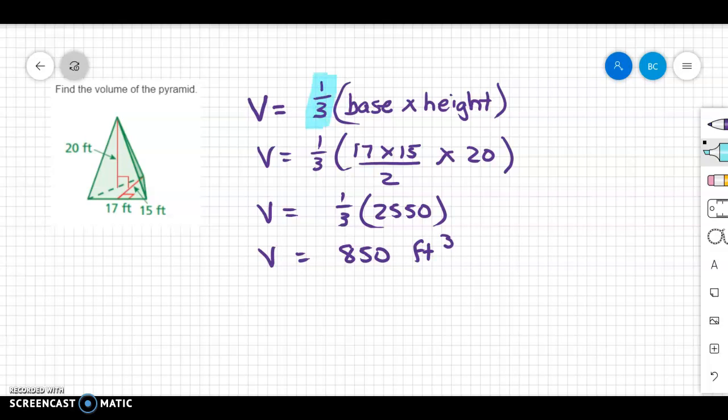So again, really thinking through, when am I multiplying by a third? That's because it's a pyramid. When am I multiplying by a half or dividing by 2? That's because it's a triangle. So sometimes those go together in the same problem. Let me know if you have any other questions about those.